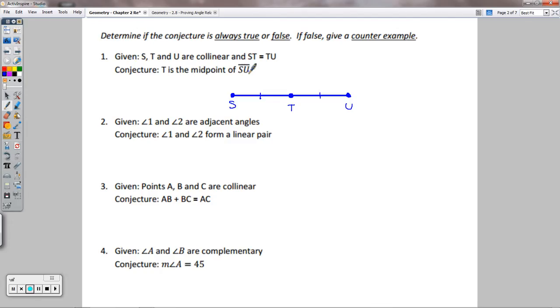Does T then have to necessarily be the midpoint of SU? Yes, there's no way around that. This one is true. There's no way to draw a counterexample making this first part true, but the second part false.